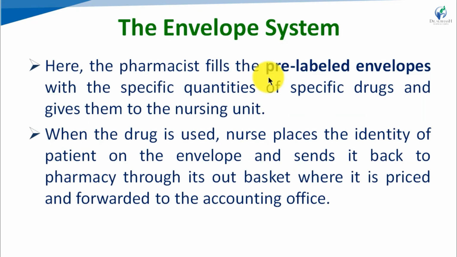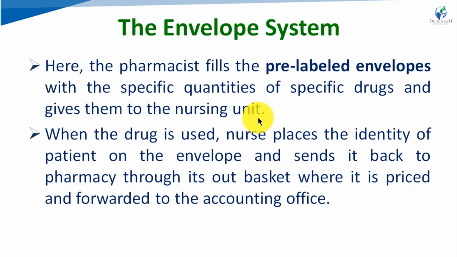The next one is the envelope system. Here the pharmacist fills the pre-labeled envelope with the specific quantities. मतलब यहाँ पे सीधा एक envelope fill करना है, उसमें specific quantity लिखी हुई रहती है regarding the specific drugs, and gives them to the nursing unit. That means pharmacist पहले से ये form fill up करके, envelope fill up करके, और directly they will give to the nursing staff.